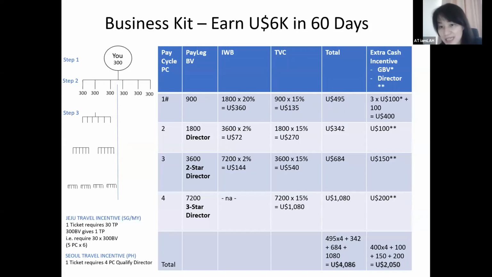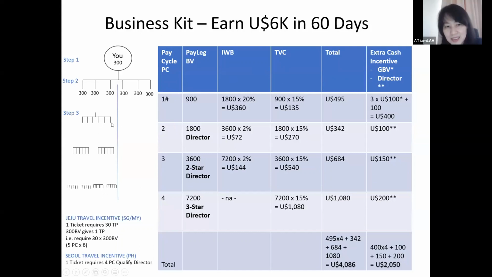But we do have the extra incentive, which is what we call global BV, which will give you another $100 for every pairing of the 300 BV. So you get an extra 300, because you have 3 sets, you get another extra $100. Altogether, you get 400 more. So by doing the first step, you already earn 495 plus 400, 845. Yeah, sorry, 895.